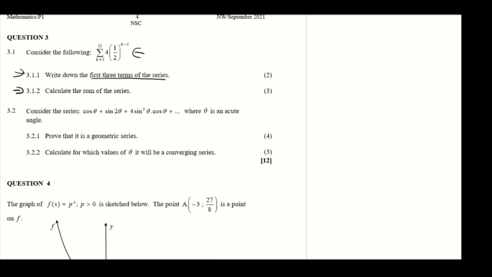So 3.1.2 says to calculate the sum of the series. The first thing we need to do is identify the values that we found in 3.1.1, which are our first three terms of the series, and also define whether the series is arithmetic or geometric. Then we can use a formula for that series to find the sum.